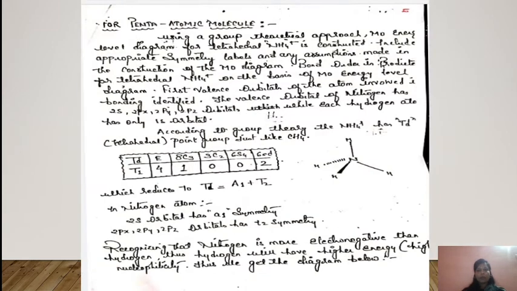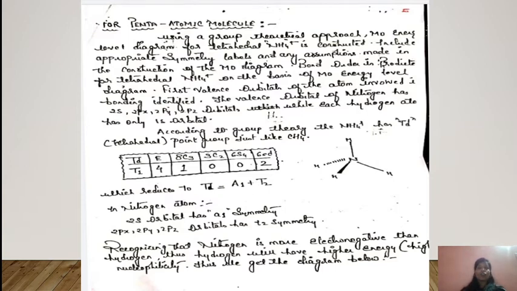Now we are going to deal with pentaatomic molecules. Using a group theoretical approach, the molecular energy level diagram for tetrahedral NH4 plus is constructed. NH4 plus is a pentaatomic molecule, 4 H and 1 nitrogen, 4 plus 1, 5, including approximate symmetry labels and any assumptions made in the construction of the MO diagram. Bond order is predicted for tetrahedral NH4 plus on the basis of the MO energy level diagram, which I am discussing further in the next slide.